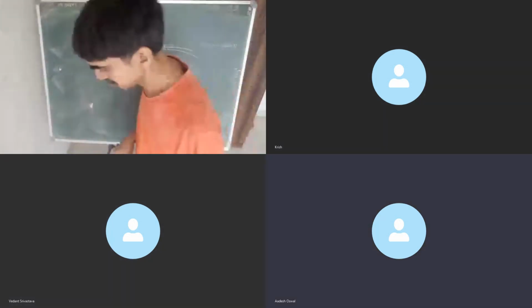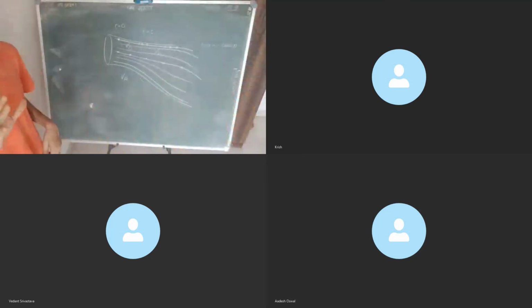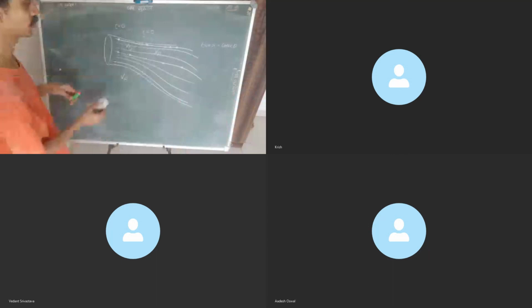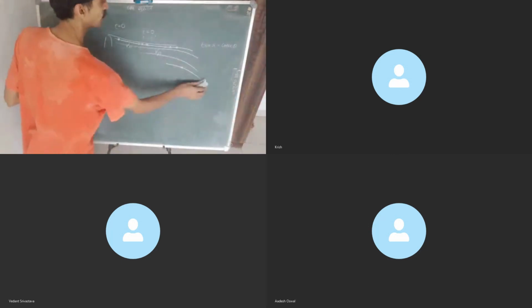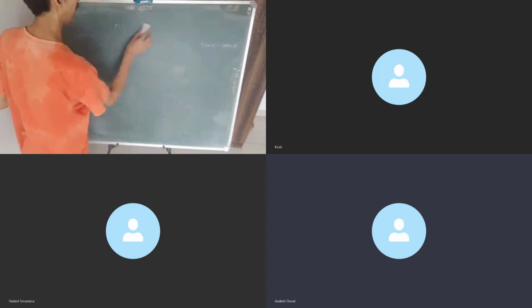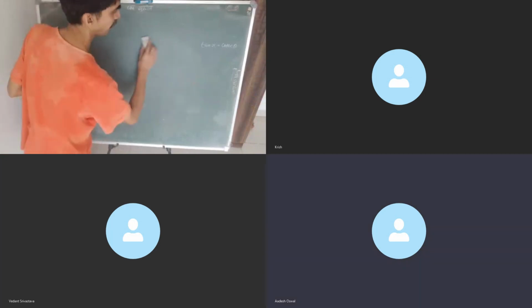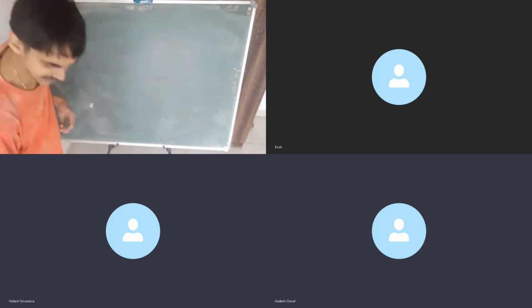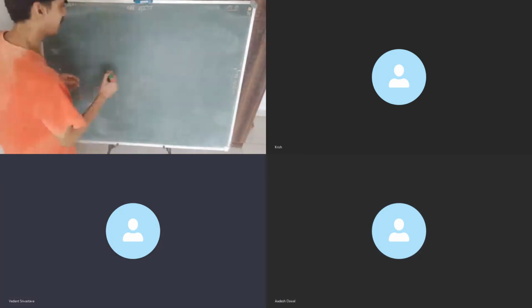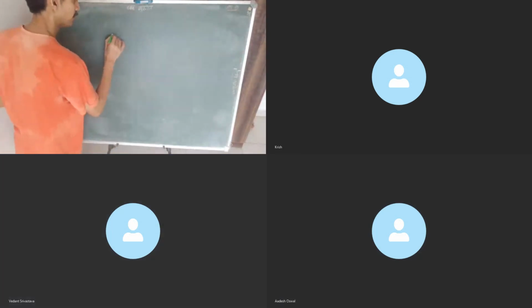Okay, so this is what is called a streamline motion. They will be using only the words, so you should be clear on what streamline motion is. It is a motion in which velocity is predefined, a function of position, fine?